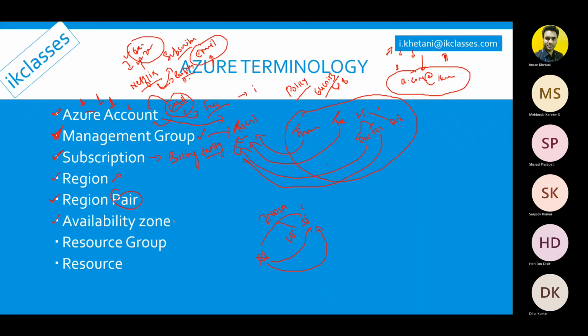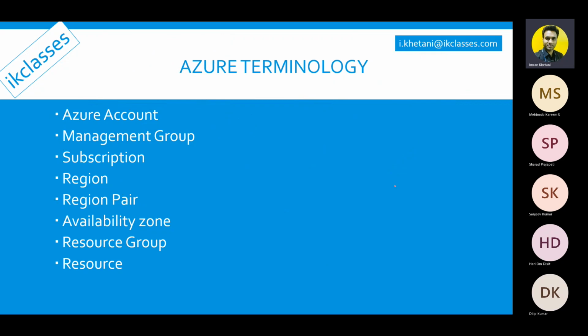Okay. Now, what is an availability zone? An availability zone is nothing but a collection of data centers. If we say India is a geography, and in India we have 3 different regions: Central India, South India, and West India. So in one region, you have multiple availability zones, and these availability zones are 150 miles apart from each other.